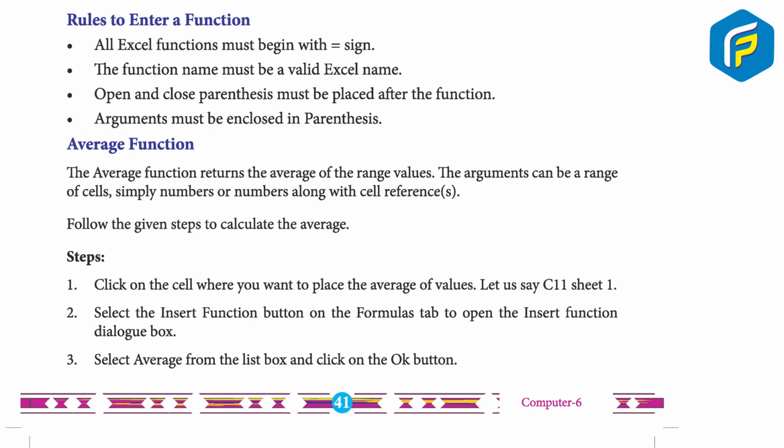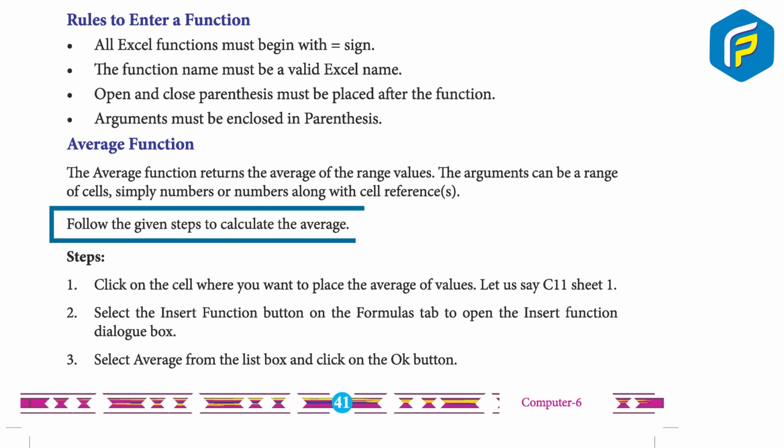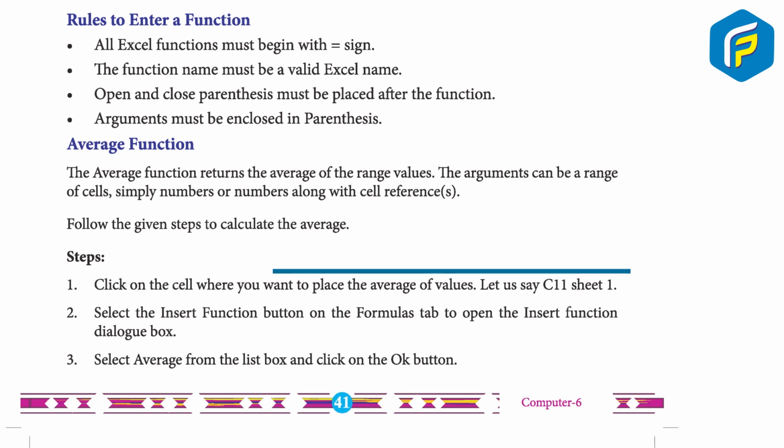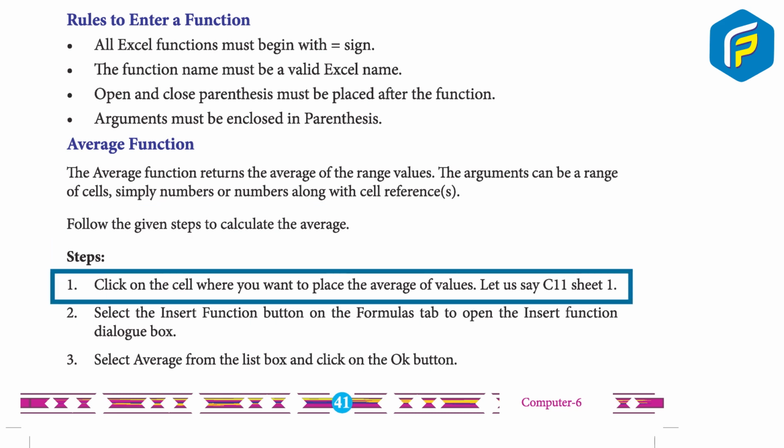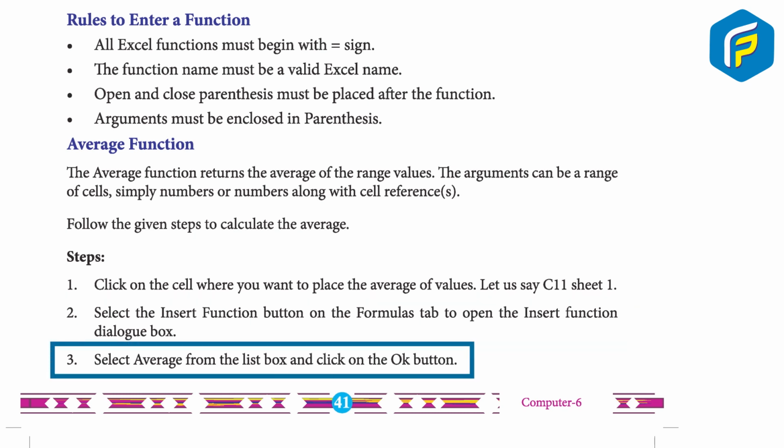AVERAGE function. The AVERAGE function returns the average of the range values. The arguments can be a range of cells, simply numbers, or numbers along with cell references. Follow the given steps to calculate the average. Steps. 1. Click on the cell where you want to place the average of values. Let us say C11, Sheet1. 2. Select the Insert Function button on the Formulas tab to open the Insert Function dialog box. 3. Select AVERAGE from the list box and click on the OK button.